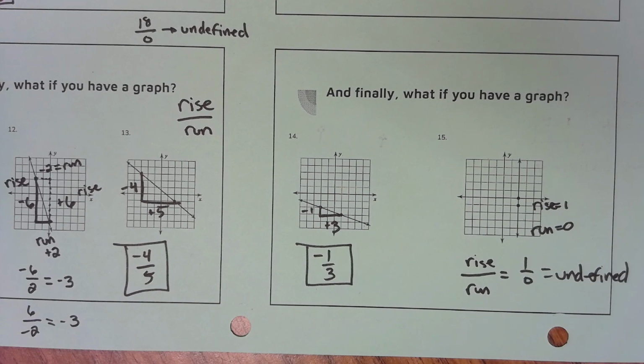And then that last one, 15, I'm noticing the 2 points that I'm given, I'm not having to go over by anything. So the run is 0, but the rise is either 1 or negative 1. So when I take 1 divided by 0, that's where I can't do that. And where the calculator would yell at me and say that is not possible. And thus that slope is undefined.